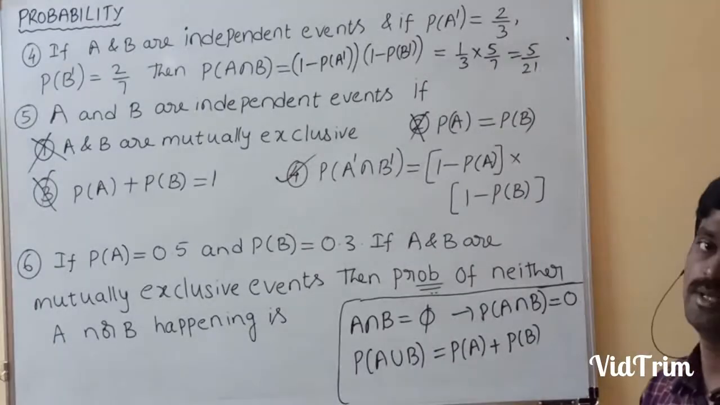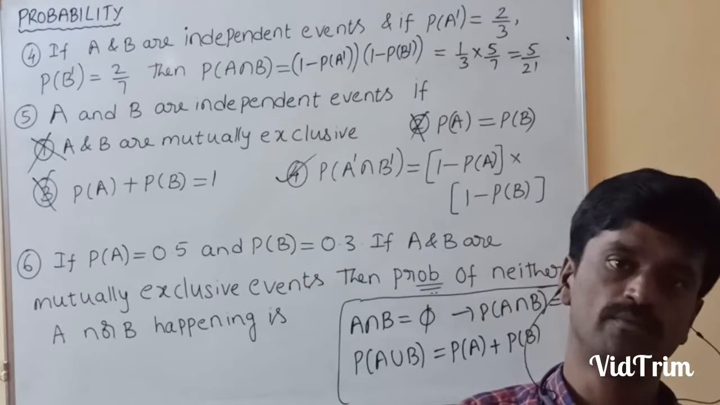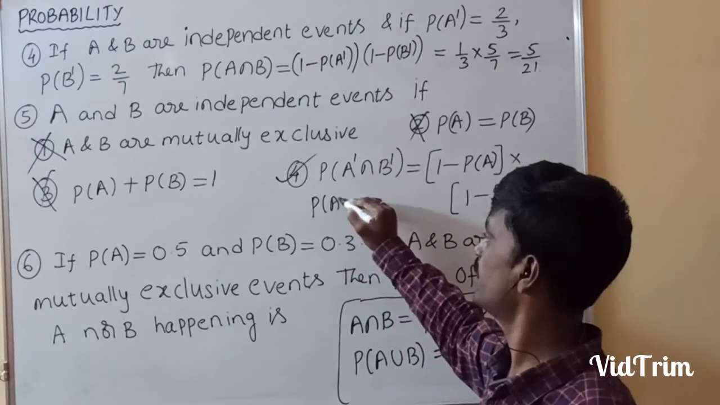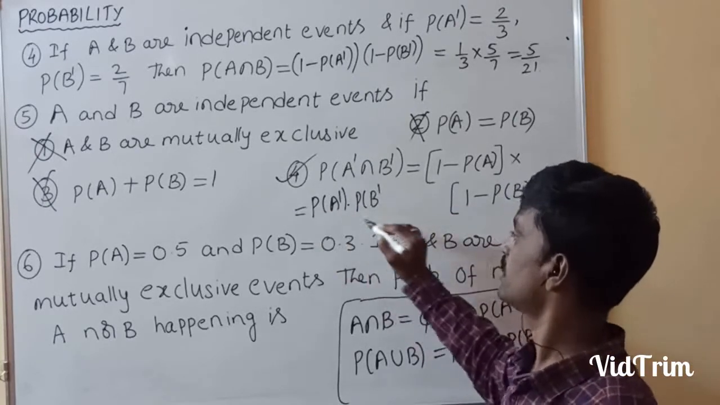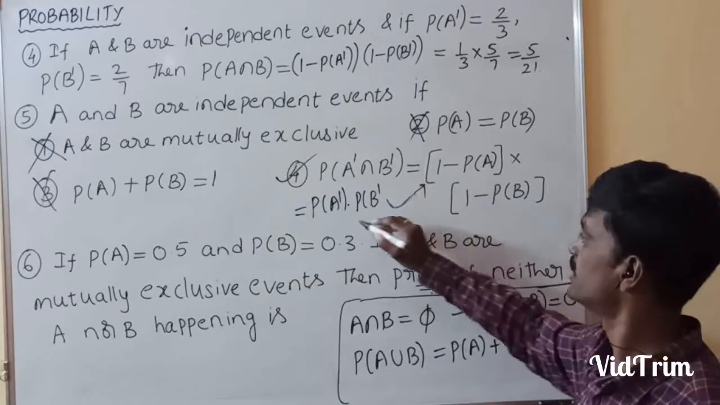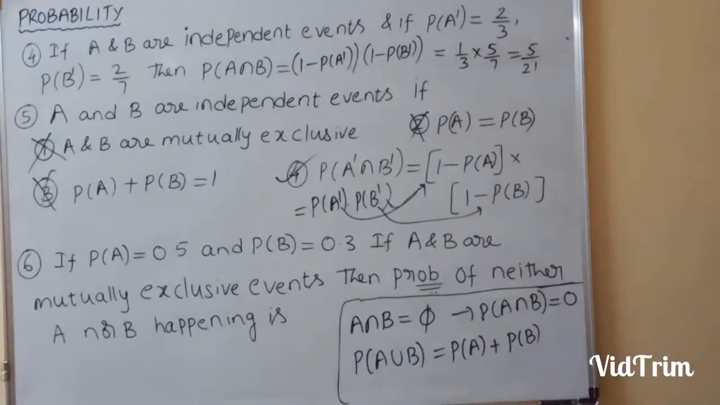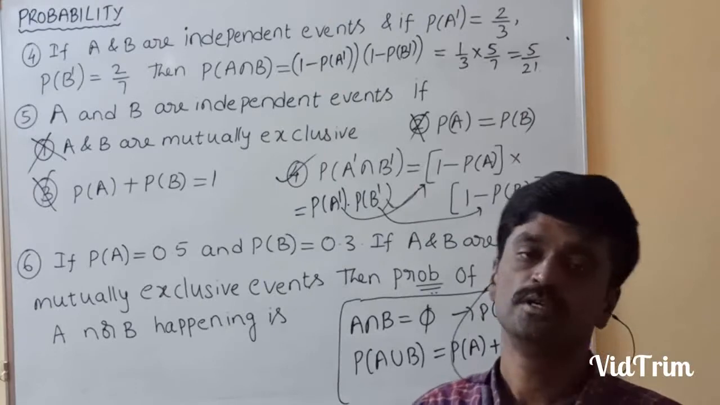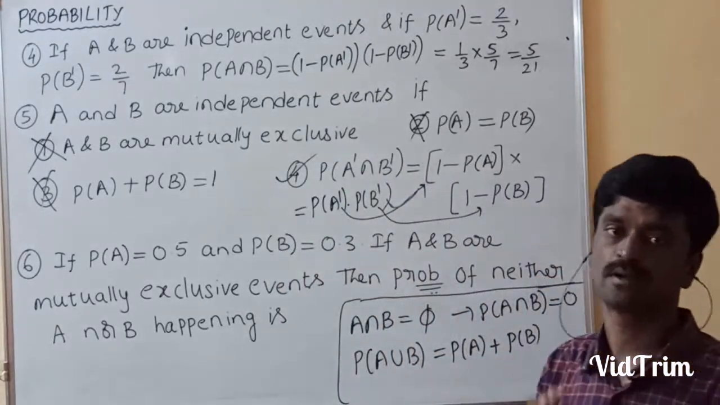Because whenever A and B are independent events, then A dash and B dash are also independent events. Then P of A dash intersection B dash is equal to what you'll get? P of A dash into P of B dash. Further, P of A dash is the same as what? 1 minus P of A, and P of B dash is nothing but 1 minus P of B. So thus P of A dash intersection B dash is equal to 1 minus P of A into 1 minus P of B. That option is correct.